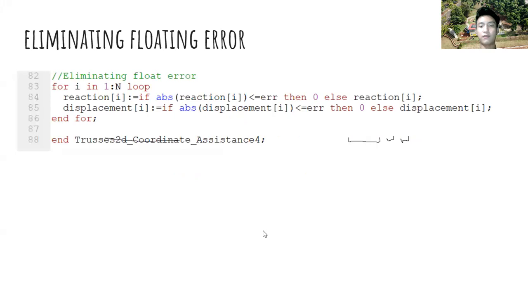Don't forget to eliminate the floating error. Of course, we create this function call to eliminate the floating error. And here it's written: for i in 1 to n loop, reaction[i] if absolute reaction[i] is less than or equal to the error, then 0, else reaction[i]. Displacement[i] if absolute displacement[i] is less than the error, then 0, else displacement[i], and end for. And that's the end of the function call there.